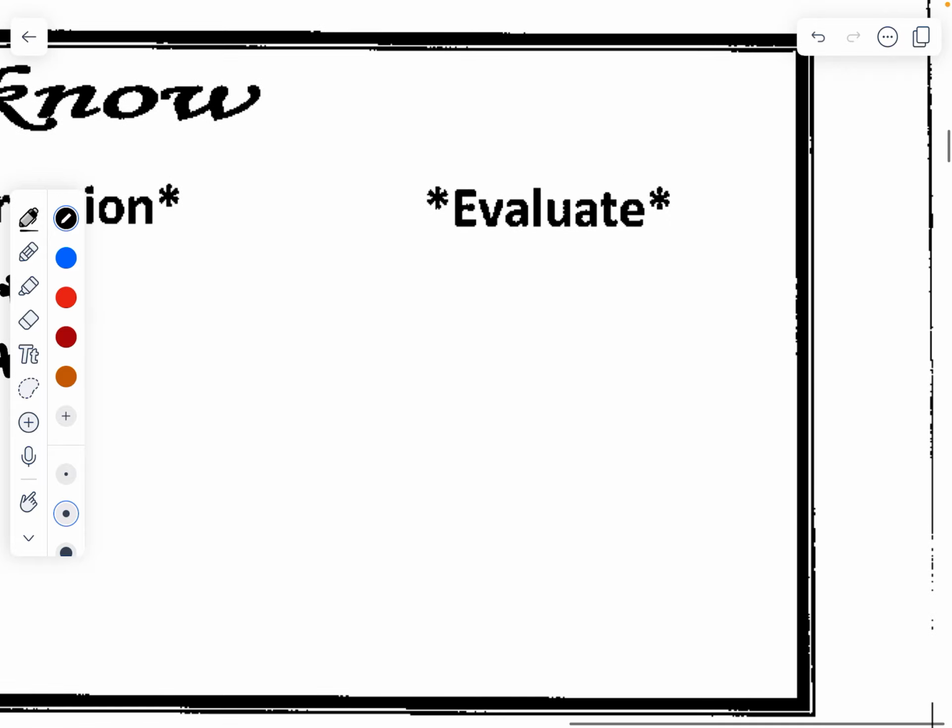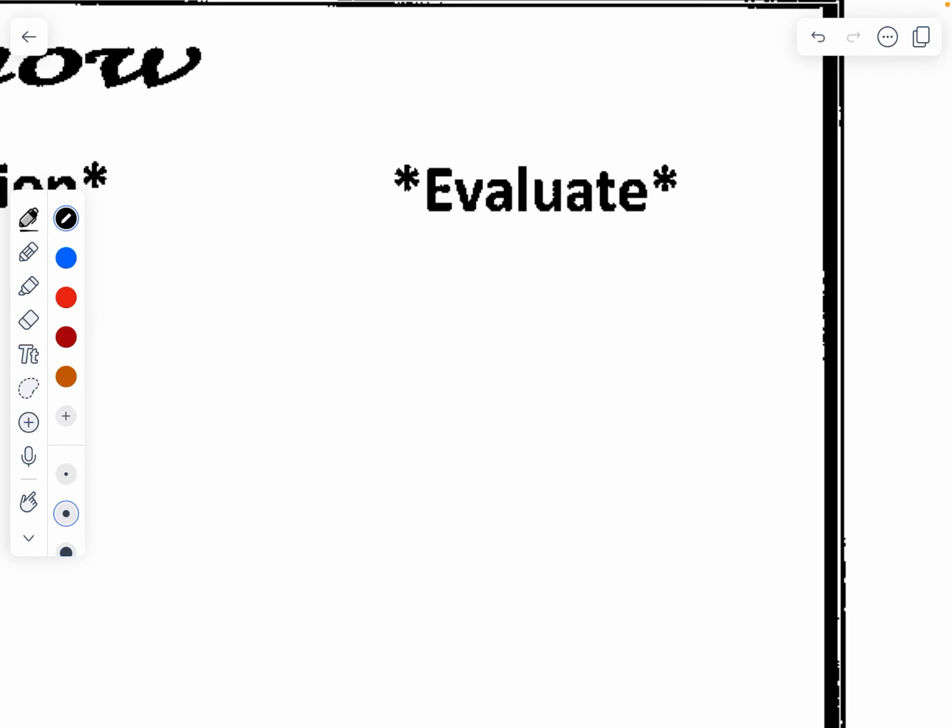The last one is evaluate. That means to find the final answer, actually do the math. So that negative 3 plus 7, these have different signs, so we would subtract them and get 4 and keep the sign of the higher number, so it would be positive 4. So evaluating, we'd get that answer.